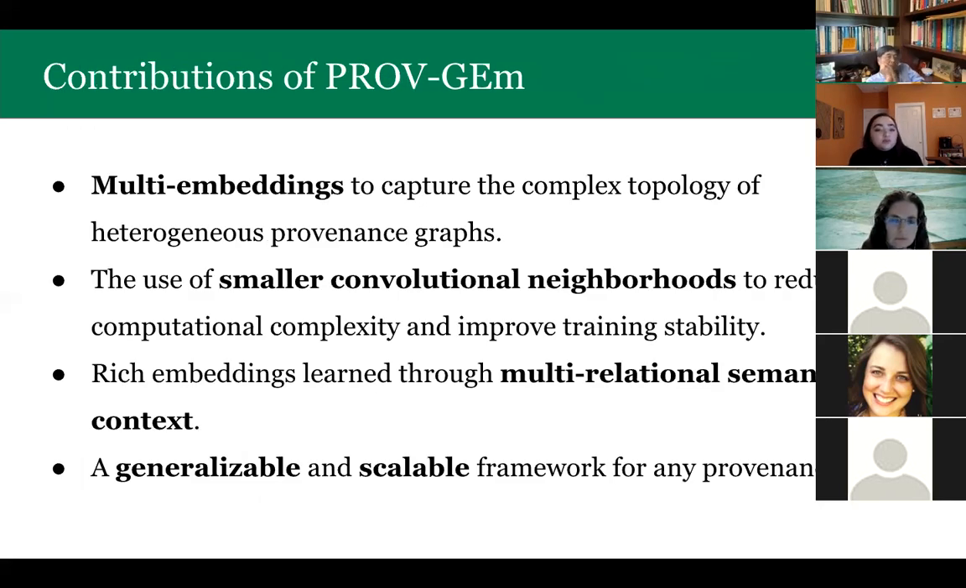So what are the contributions of PROV-GEM? First off, we use multi-embeddings to capture the complex topology of the heterogeneous provenance graphs. So multi-embeddings, we have embeddings based on the node neighborhood, and based on the structural properties of the node in the entire context of the graph. We also use smaller convolutional neighborhoods to reduce the computational complexity and improve training stability. We use rich embeddings, which are learned through multi-relational semantic contexts. And lastly, PROV-GEM is generalizable and scalable for any provenance data.